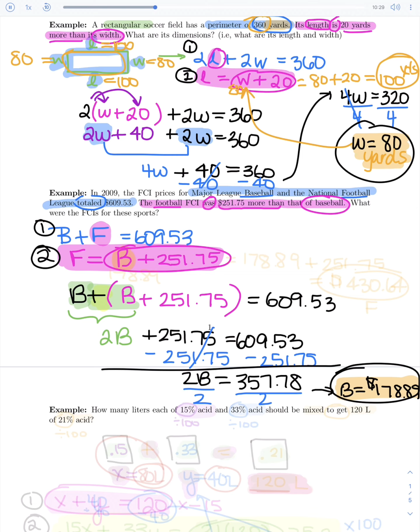So we'll be plugging in 178.89. So that'll be 178.89 plus our 251.75. And that, whatever this ends up being, will end up being our amount for football. So it's the 178.89 plus the 251.75, which gets us a total of $430.64. And this is your amount for football. And we're done.